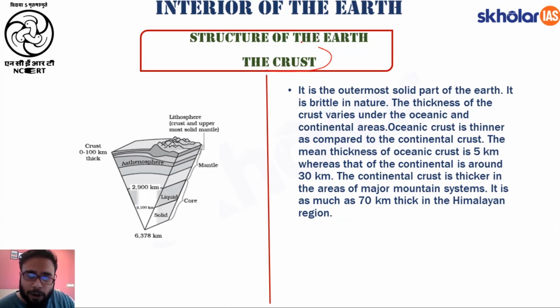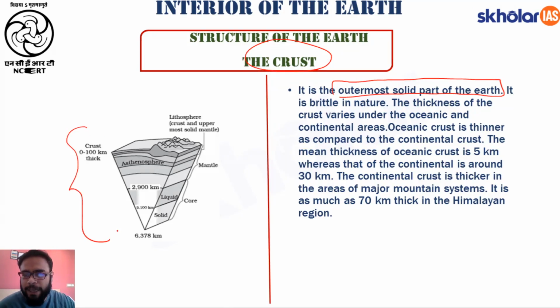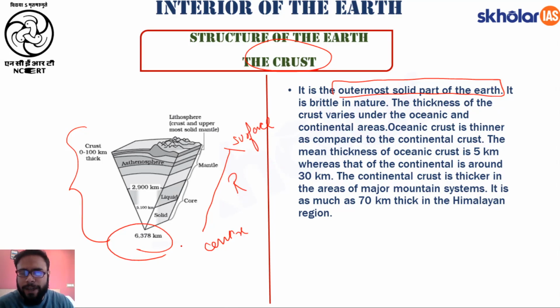So first let us talk about the crust. It is the outermost solid part of the earth, right? So if this is the interior, see, this is the radius, right? This is the surface and this is the center point, and the radius is how much? It is around 6378 kilometers. Fine. So at the outermost, what do we have? We have the crust, and it is brittle in nature. Very, very important point. The thickness of the crust varies under the oceanic and continental areas.